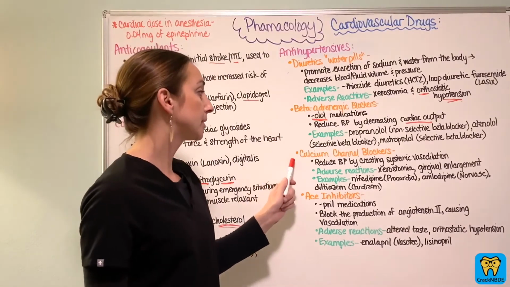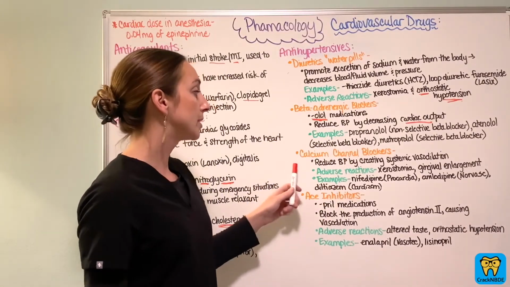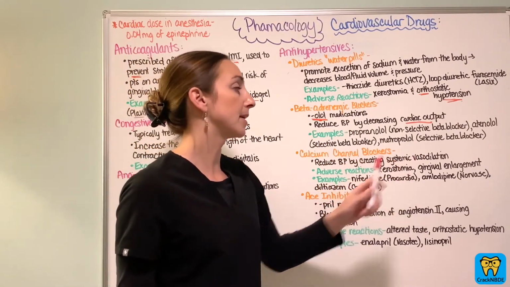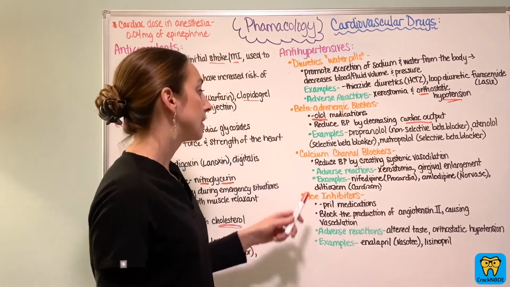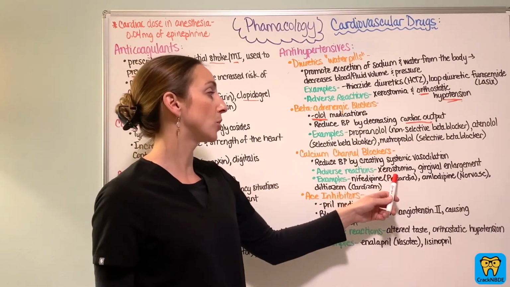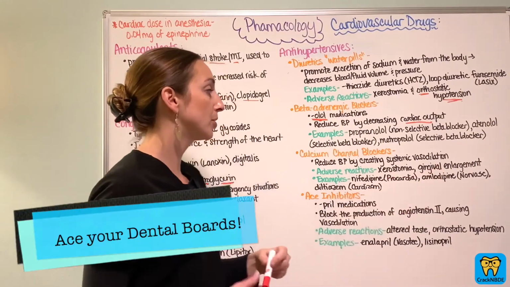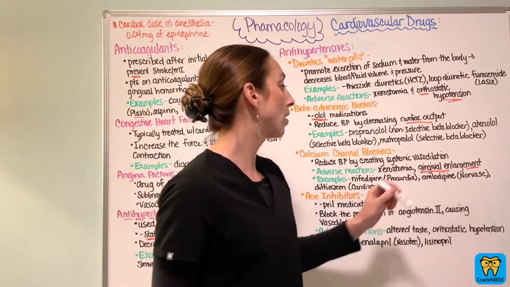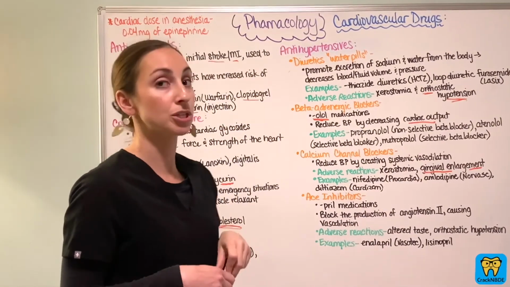Next, we have our calcium channel blockers. So these are going to reduce blood pressure by creating systemic vasodilation. The adverse reactions with our calcium channel blockers are going to be xerostomia as well as gingival enlargement. We talked about this earlier, so make sure you know all of your drugs that cause gingival enlargement.